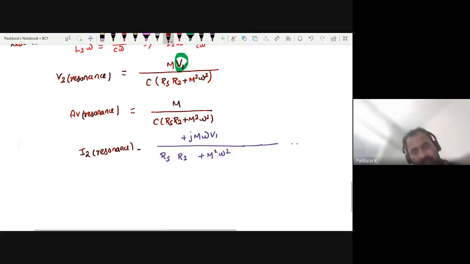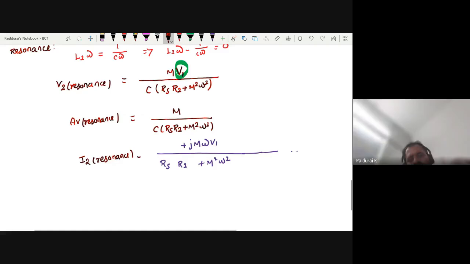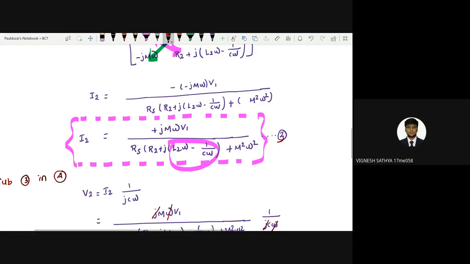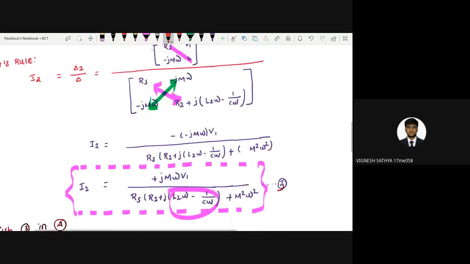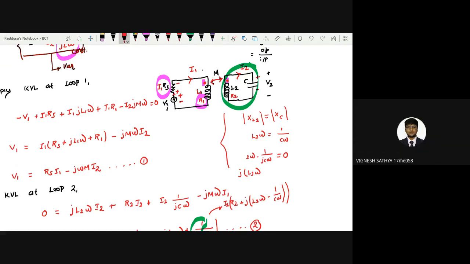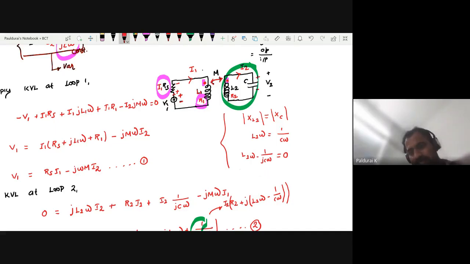At resonance, it is very simple. At resonance, the reactance offered by the inductor and by the capacitor both will be cancelled, or otherwise both are equal, right? Don't consider this. You want to take the magnitude. Don't take j, because otherwise L2ω equals minus of 1 by Cω will come. If you include j, j squared comes on one side, so take the magnitude.